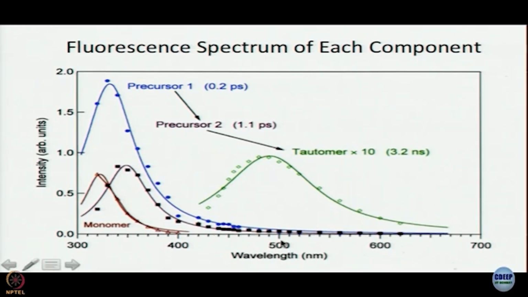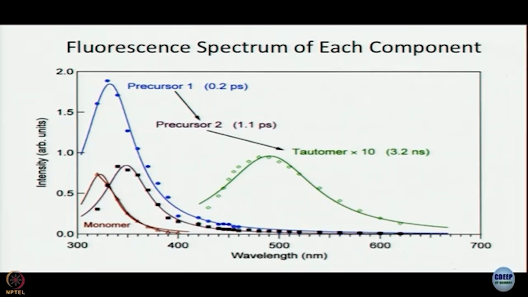Then in addition to monomer and tautomer, they identified two precursors, precursor 1 and precursor 2. Precursor 1 is at smaller wavelengths and therefore higher frequency, higher energies. Precursor 2 is at longer wavelength, therefore lower energies. And they established that the 0.2 picosecond time constant is the time associated with precursor 1 to precursor 2 transformation. 1.1 picosecond is the time associated with not only the decay of precursor 2, but also the rise of tautomer emission, and herein starts the debate.